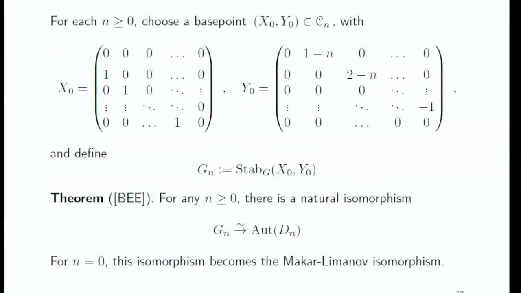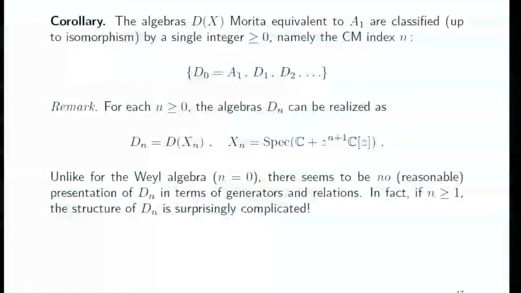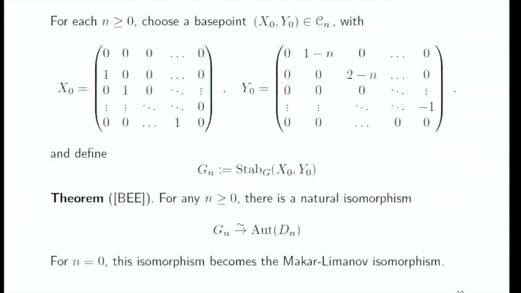Then it turns out that the automorphism groups of the algebras D_n, the differential operators on curves like this, are exactly the stabilizers of this point. Of course, if I change the point, I change G_n by an automorphism. So basically the claim is that Aut D_n can be viewed as a stabilizer of this natural action of the group G on these finite-dimensional algebraic varieties. So the strategy will be to study the action of G on these algebraic varieties and try to say something about stabilizers. In particular, this isomorphism allows us to identify each G_n as a subgroup of G.